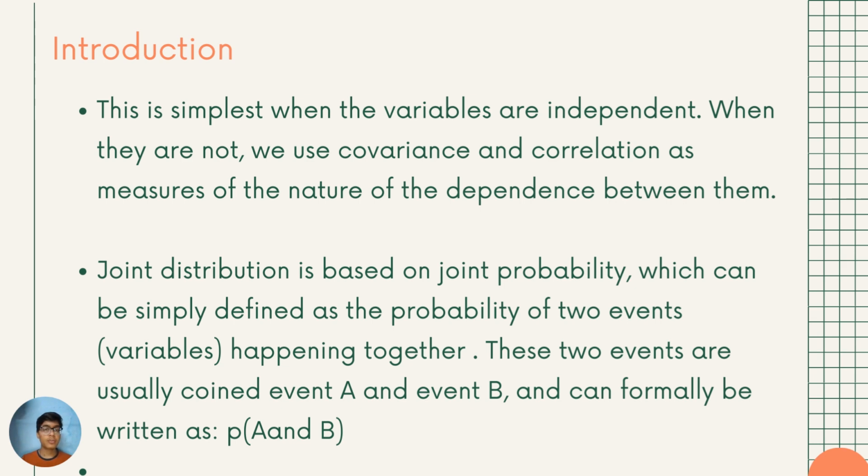Joint distribution is based on joint probability, which can be simply defined as the probability of two events happening together. These two events are usually coined event A and event B and can formally be written as P of A and B.